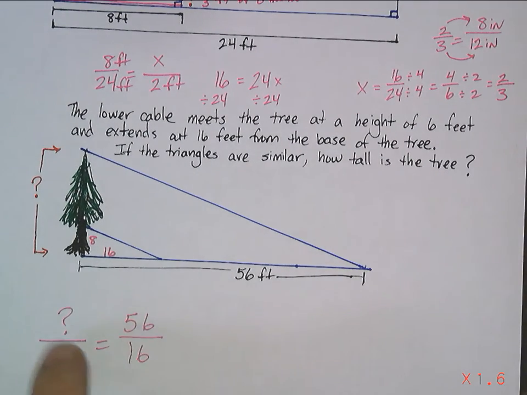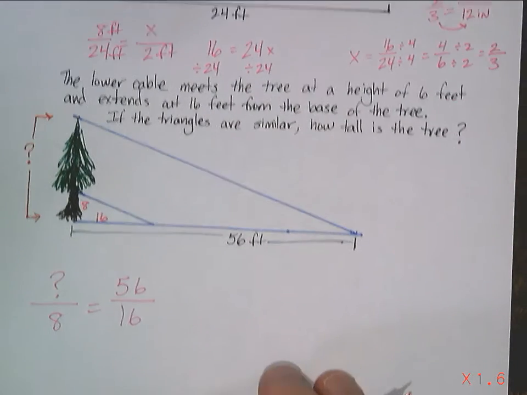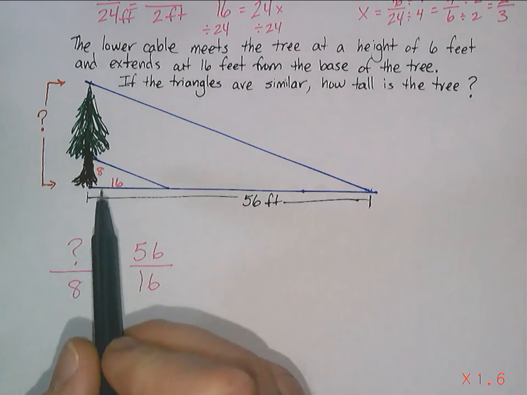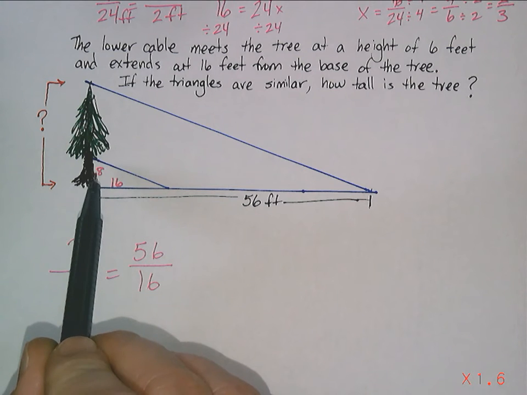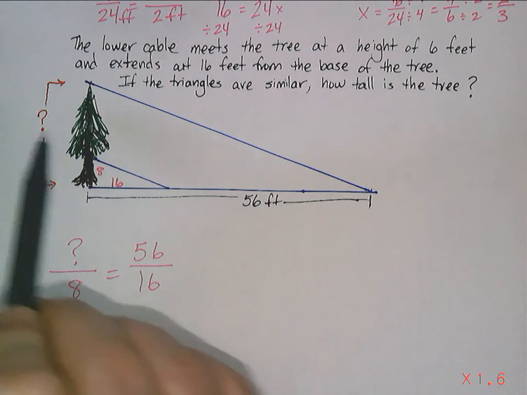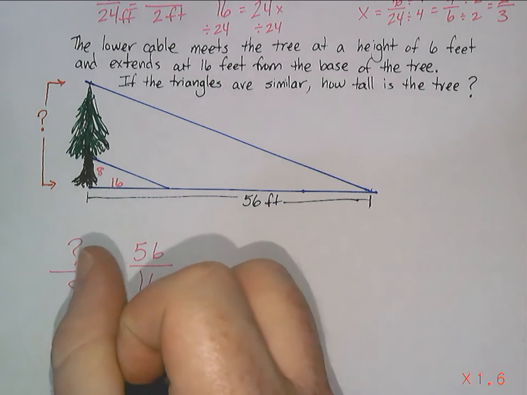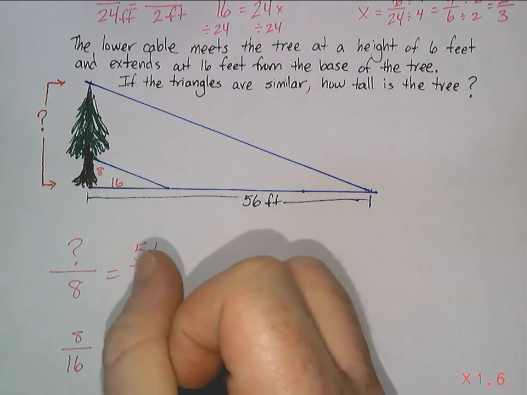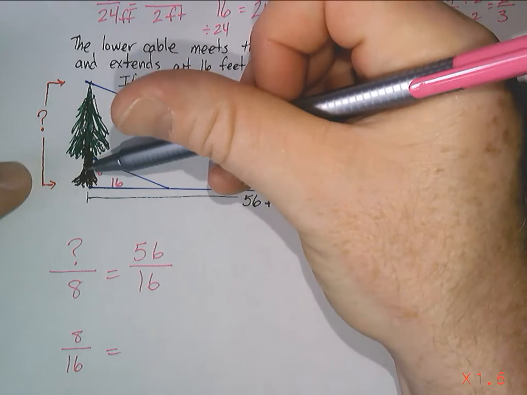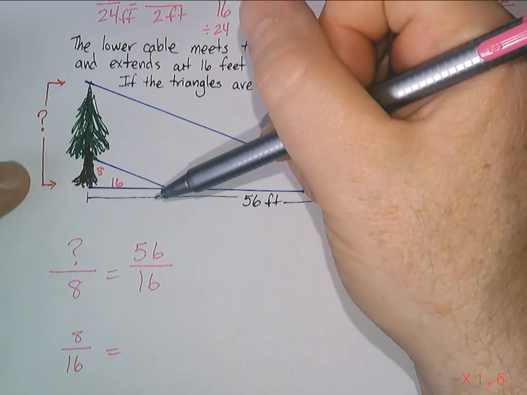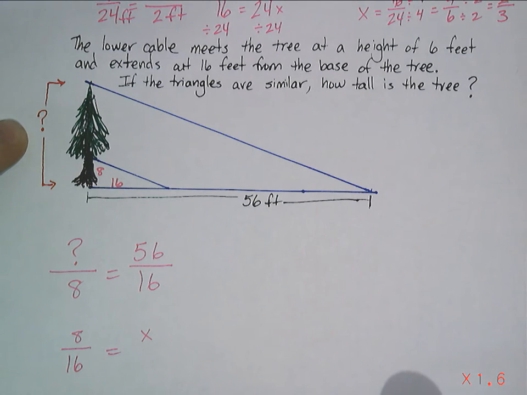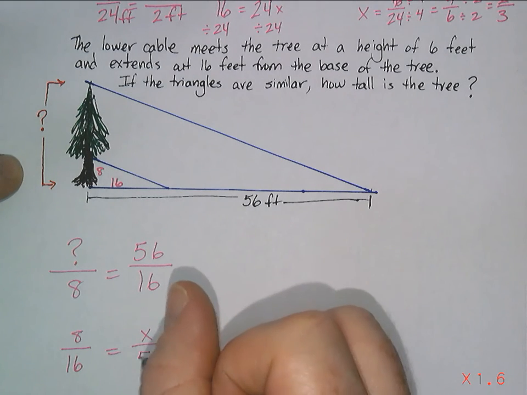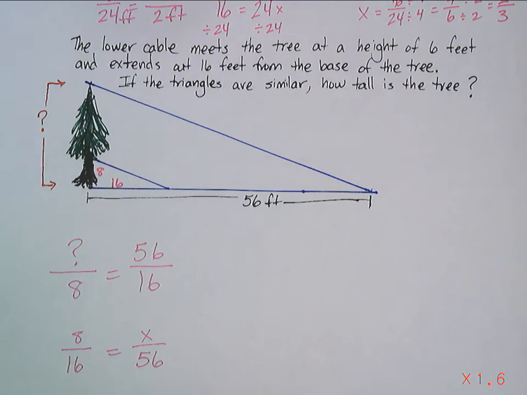Okay, and again, you don't have to use the question mark. You can use X if you'd like. Or you can set it up yet another way. You could say, well, I don't really like that. I like to set up 8 over 16 and then question mark over 56. You can most certainly do it that way. 8 over 16, the height of a triangle over the length of it, compared to question mark, and put down X in this case, over 56. You can do it that way too.